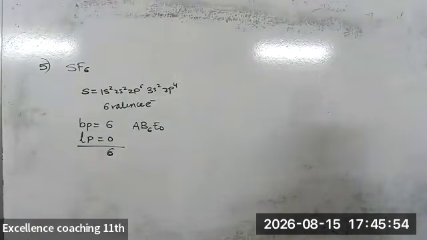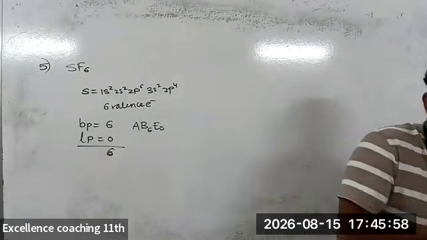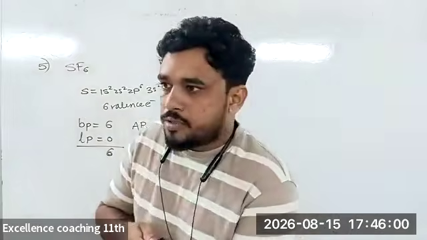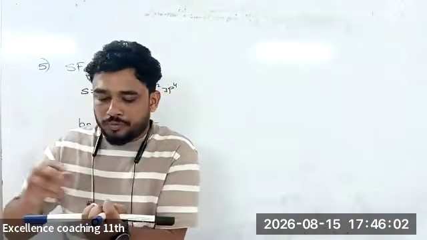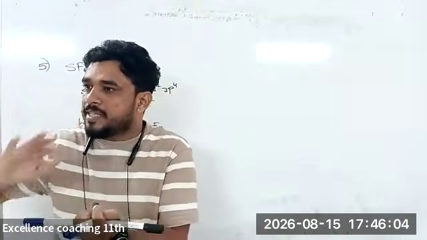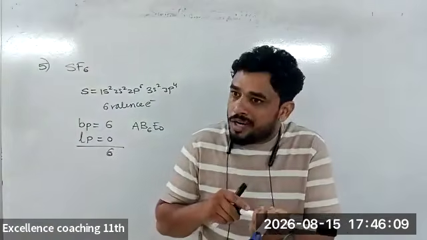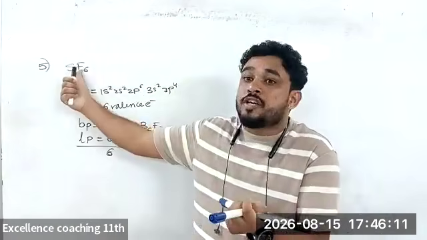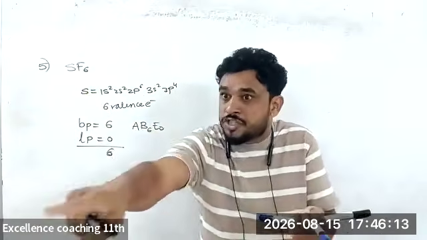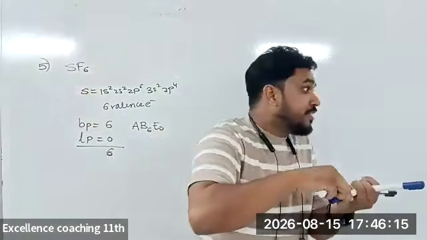Very difficult. This looks like a square. Fluorine 1, 2 fluorine, 3 fluorine, 4 fluorine. They are present in one plane. Why not a triangle? Because our element has to make 6 bonds. We have to arrange them like that.